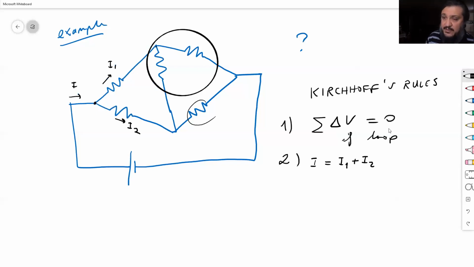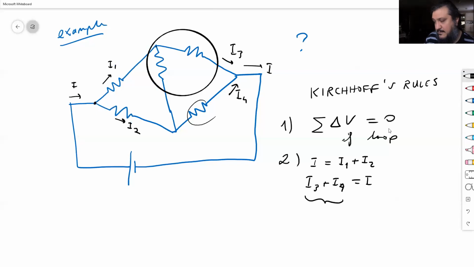Same idea for when currents meet. So let's say it's I1, I2, and then you have these two currents here, I3 and I4, just names, okay? So I3 and I4 are the in currents. They should add up to give the out current, which is I. Going in, out. Okay, sometimes this equation is simply written in terms of a summation like we had.